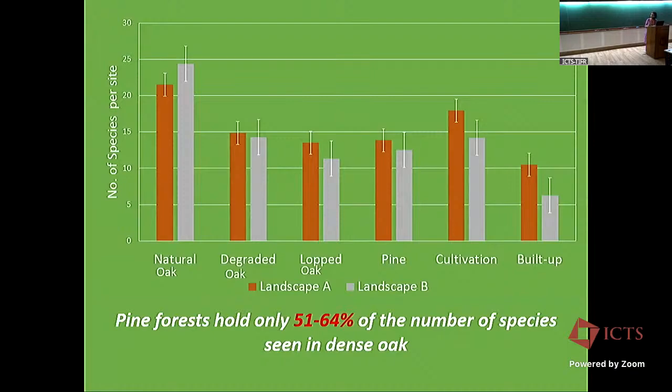And what we were looking for, about the pine forest, was our a priori hypothesis about pine forests being much less rich in birds, given their very simplified structure and their recent emergence in the landscape. It holds only 51 to 64% of the species, as in dense oak.